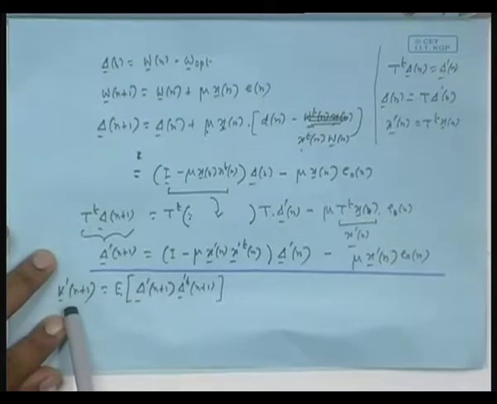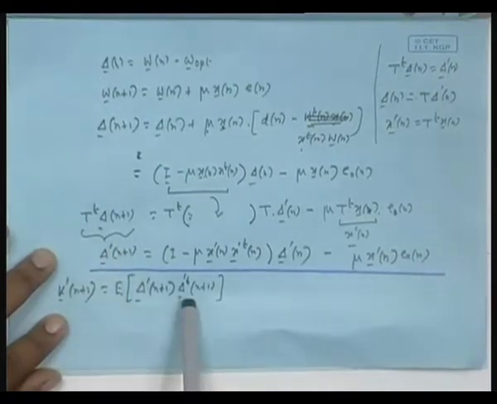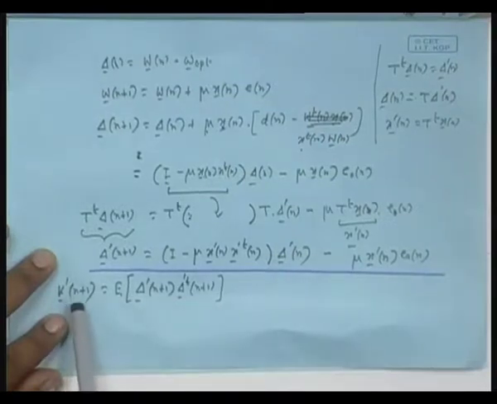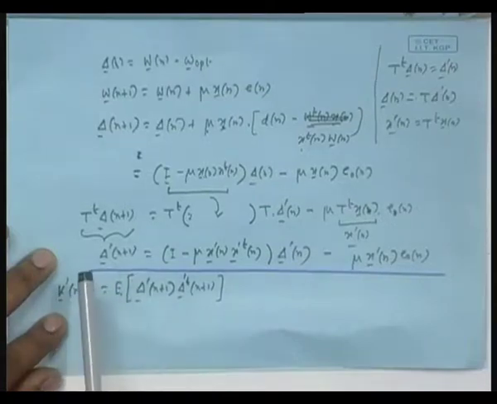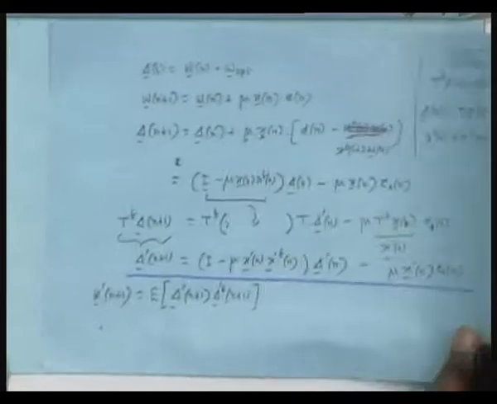So, what is K prime n plus 1? It is the covariance matrix for this vector. So, E of this. This matrix, I want to develop a recursive relation for this matrix. So, K prime n plus 1, how it comes from K prime n. Therefore, what we did then is this.